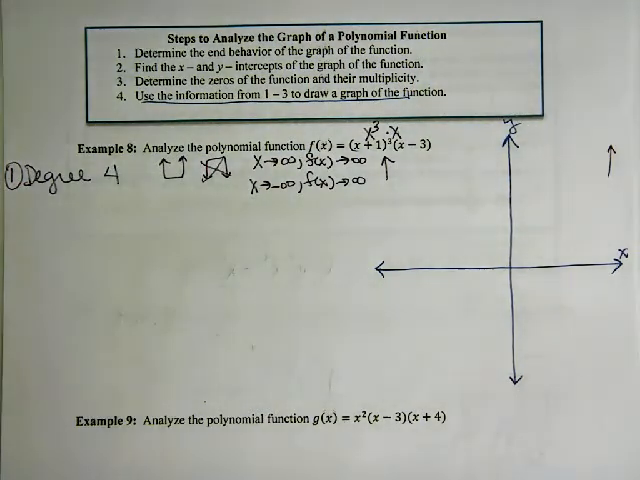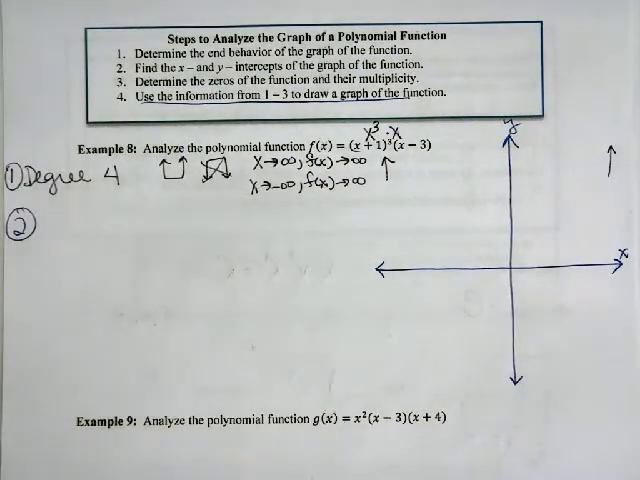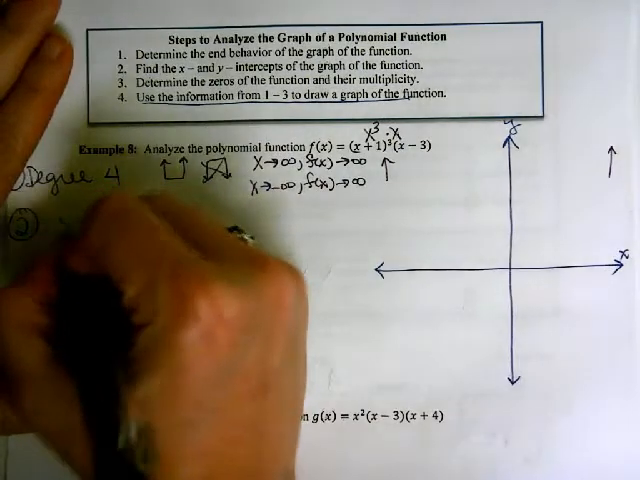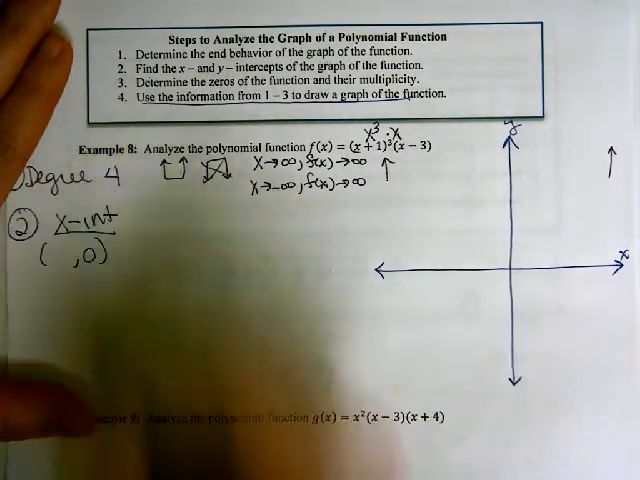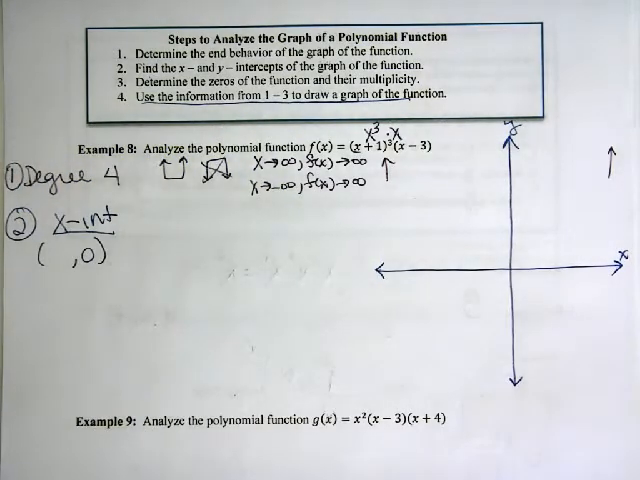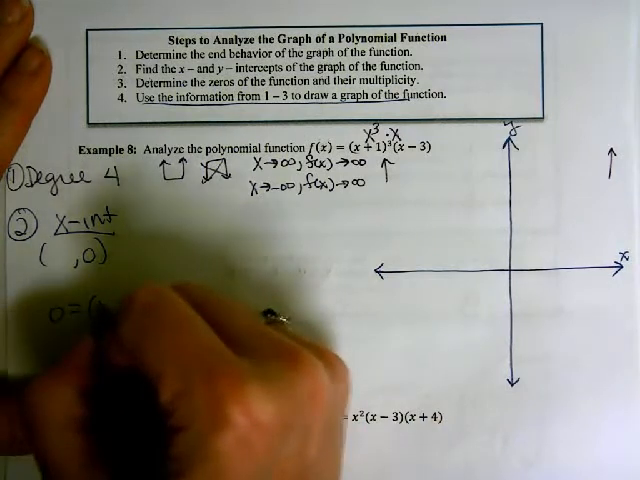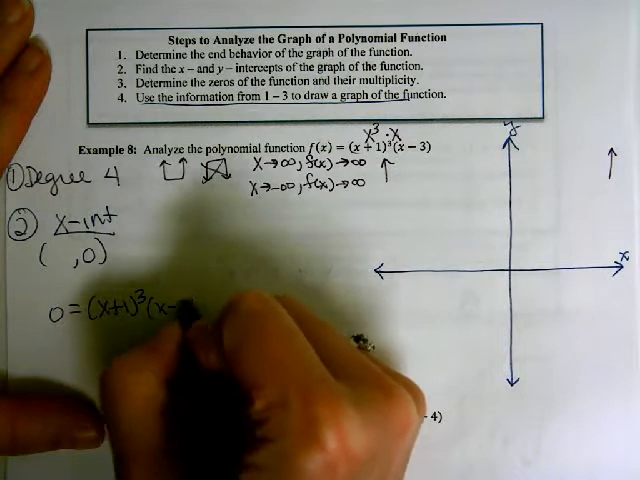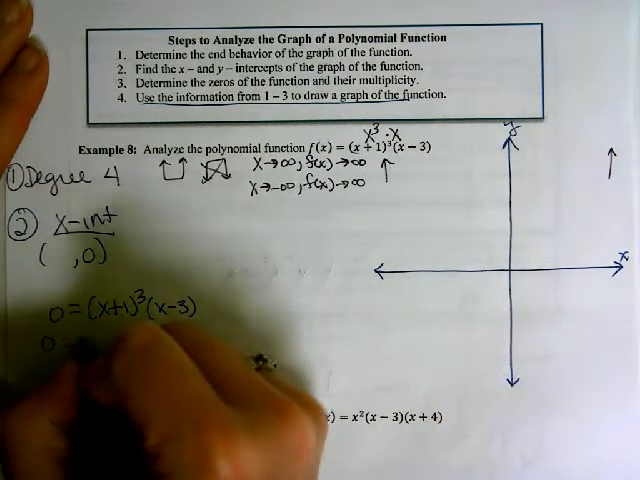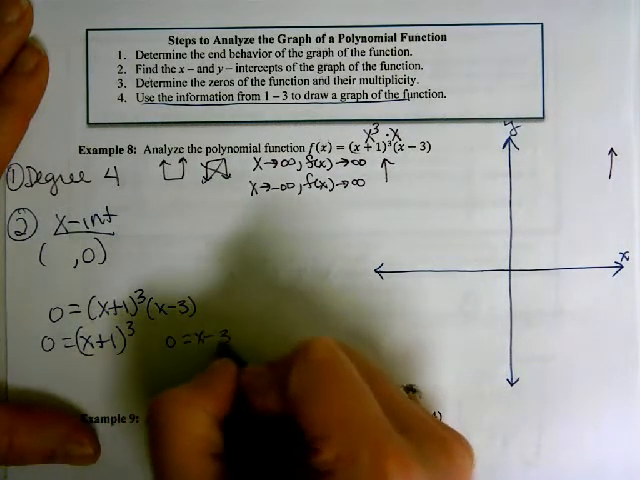Step 2 is finding x and y intercepts. All of these ordered pairs are going to be super important. To find x-intercepts, I want to remind you that they're ordered pairs where the y value is 0. So you can set your original equation equal to 0 and solve for x. That looks like 0 equals x plus 1 cubed, times x minus 3. Then you get 0 equals x plus 1 cubed, and 0 equals x minus 3.